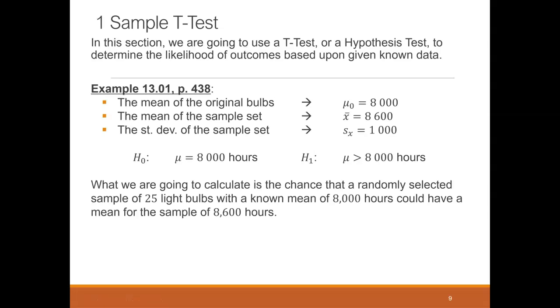So now let's go ahead and calculate the probability that I could have taken 25 of my old light bulbs and gotten a sample that has that mean and standard deviation.